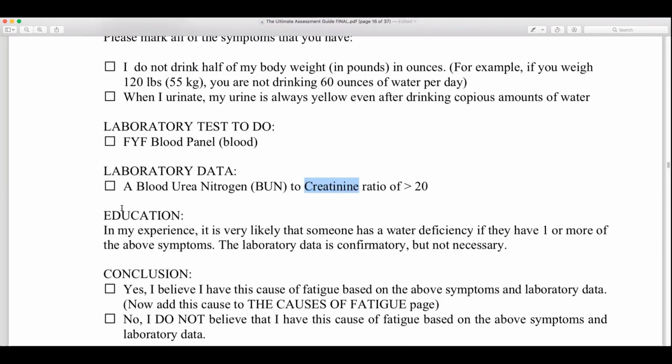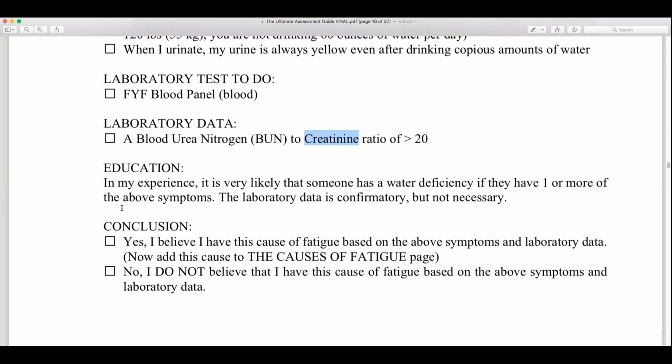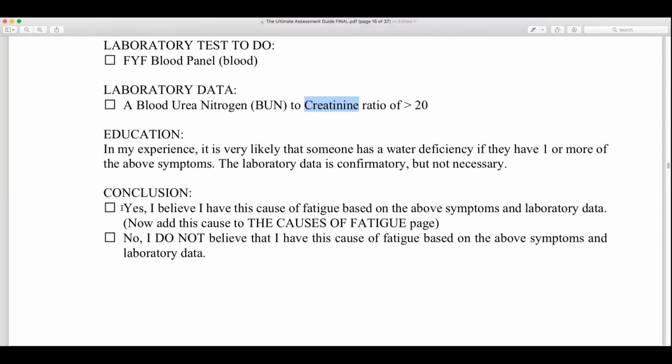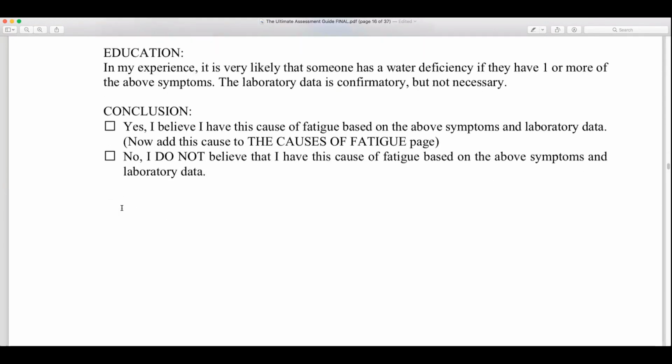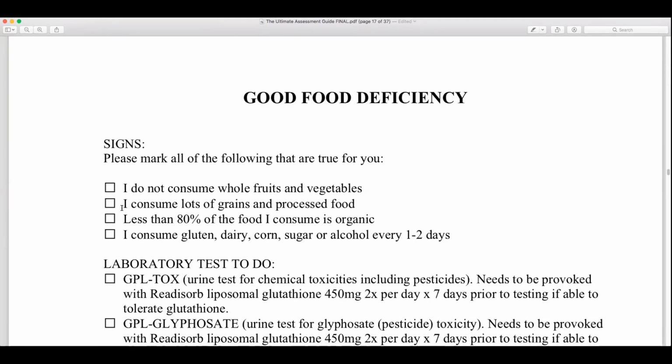Sometimes your supplements will cause your urine to be yellow, but if you haven't had supplements for an hour or 2 and you're still urinating and it's still concentrated, then you're living in a dehydrated state. So go ahead and mark off the conclusion. So then good food deficiency.